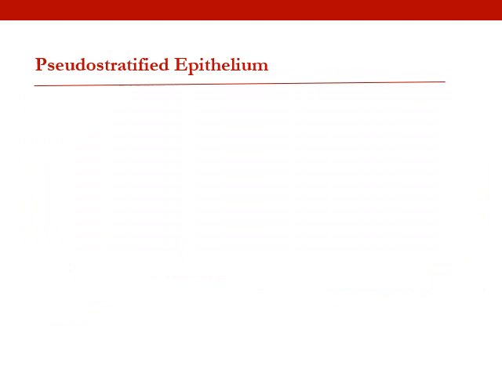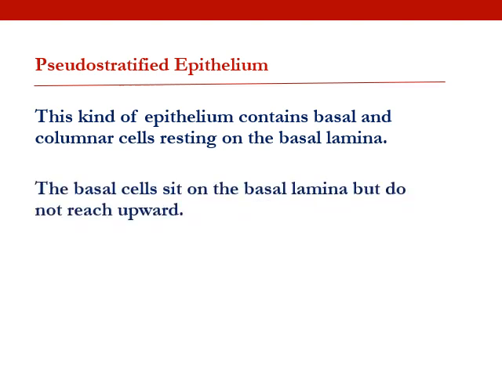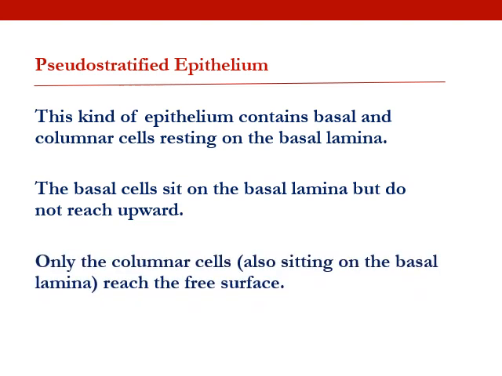The other type of simple epithelial tissue is pseudostratified epithelial tissue. This type of tissue is composed of two types of cells, basal cells and columnar cells. They both sit on the basal lamina, but the basal cells do not reach the surface while the columnar cells reach the surface. The basal cells have small, rounded nuclei, while the columnar cells have elongated nuclei.